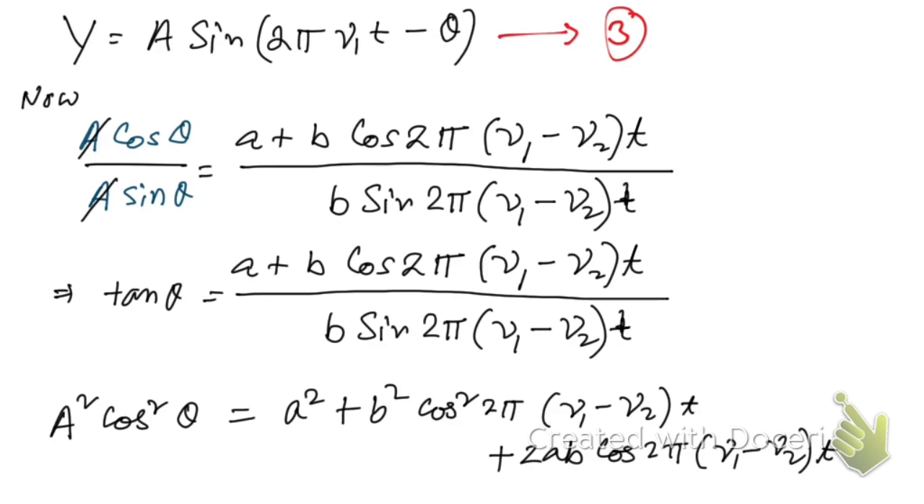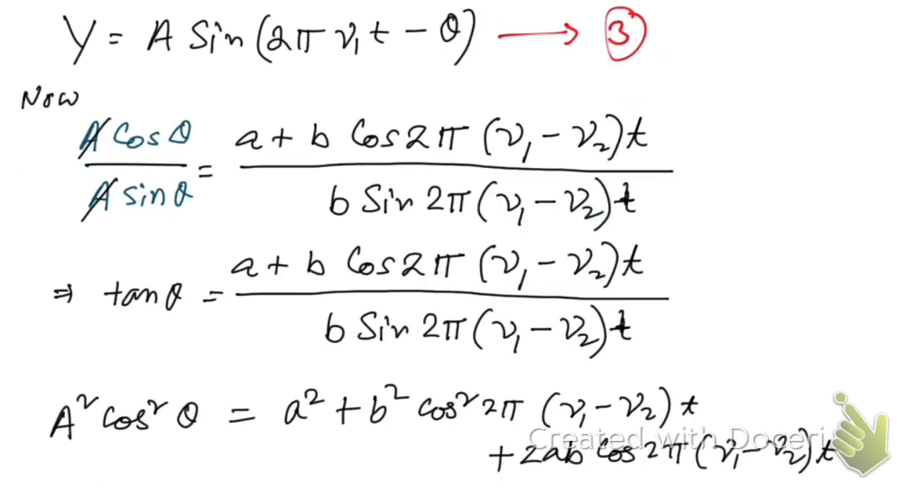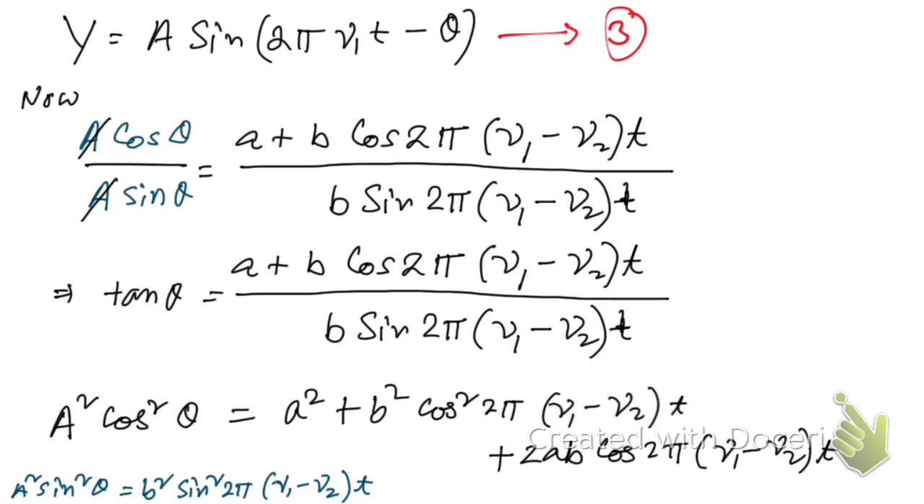So similarly, squaring this second one, then what are you going to get? Let me show you. So let me use another color. A square sine square theta is equal to b square sine square 2 pi (nu 1 minus nu 2) into t. That's what you're going to have. Now let us add these two equations. So on adding these two equations, what are we going to get?